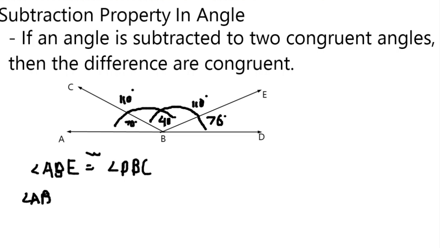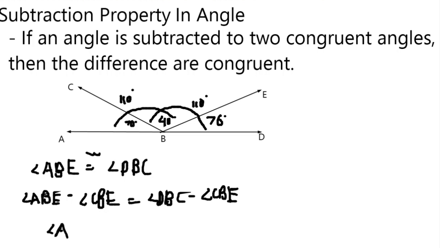So if we're going to subtract another angle, let's say we're going to subtract angle CBE here on both sides of the equation. So angle DBC minus angle CBE. So their difference will create another congruent angle. So that is going to be angle ABC is congruent to angle DBE.